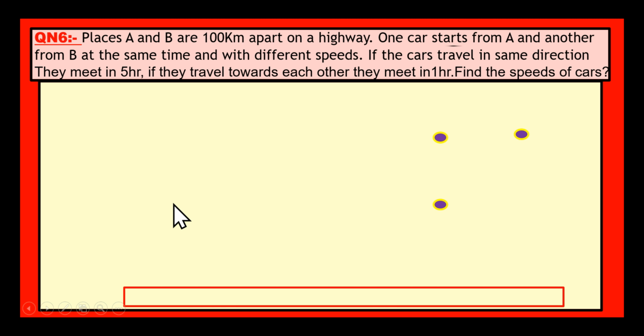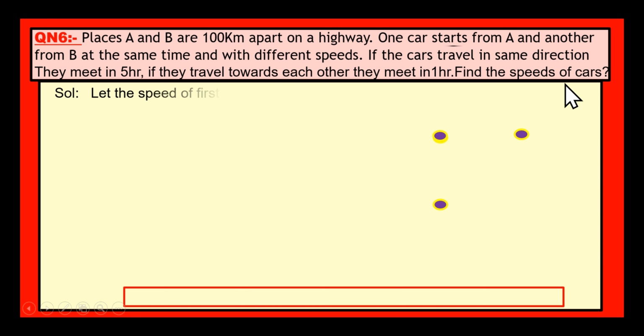I shall repeat. Places A and B are 100 kilometers apart on a highway. One car starts from A and the other car starts from B at the same time and with different speeds. If the cars travel in the same direction, they meet in 5 hours. If they travel towards each other, then they meet in 1 hour. Then find the speeds of the cars. Here, what do we have to find? We have to find the speeds of the cars.